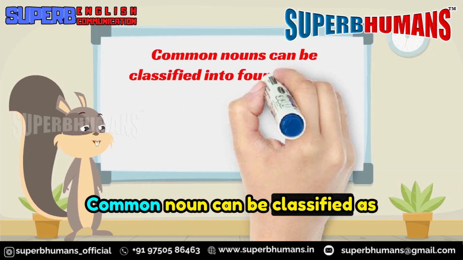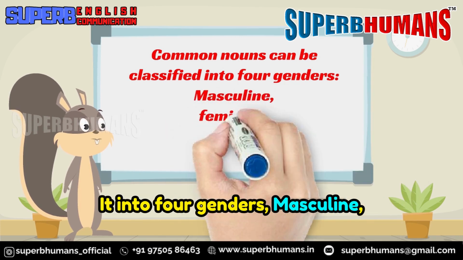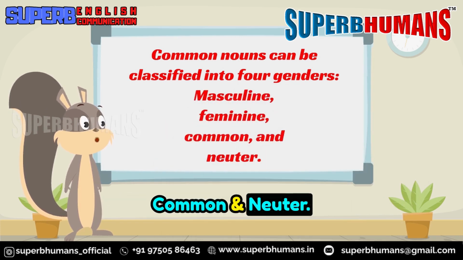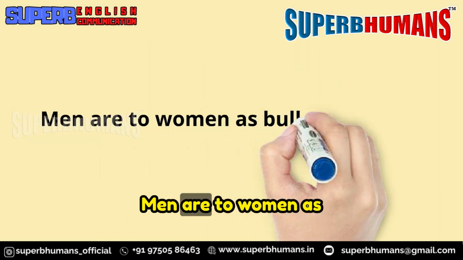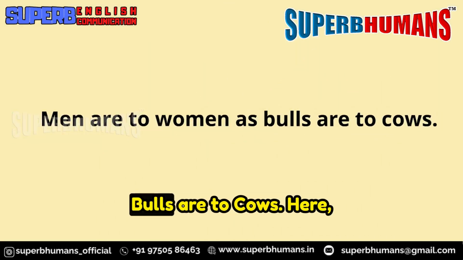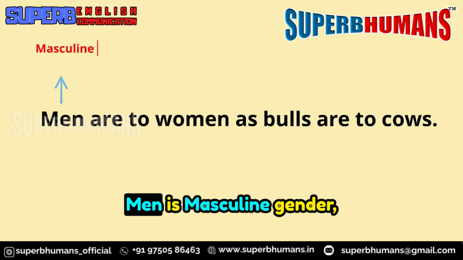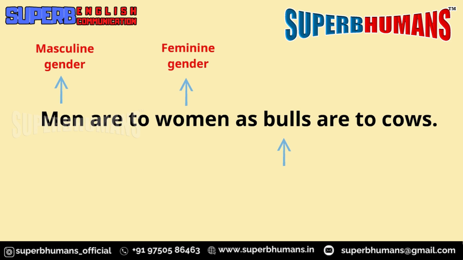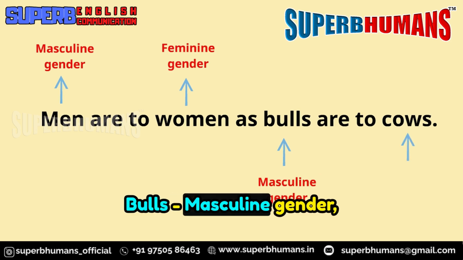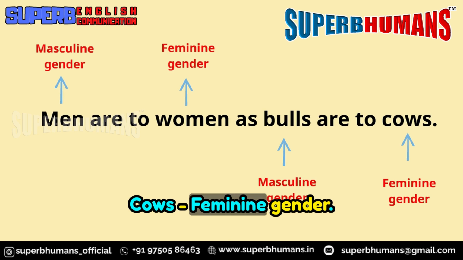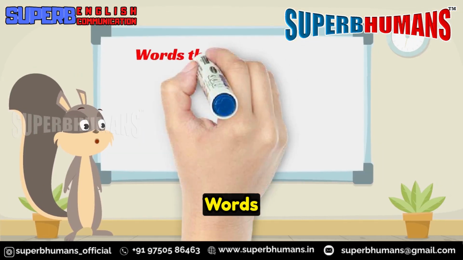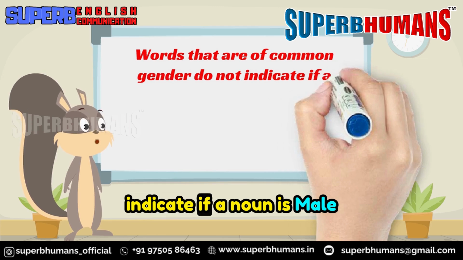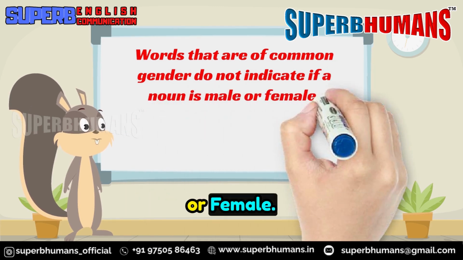Common nouns can be classified into four genders: masculine, feminine, common, and neuter. For example, men are to women as bulls are to cows. Here, men is masculine gender. Woman is feminine gender. Bulls, masculine gender. Cows, feminine gender. Words that are of common gender do not indicate if a noun is male or female.